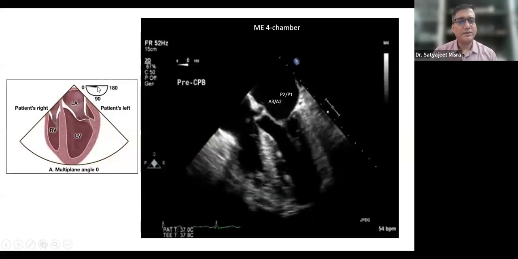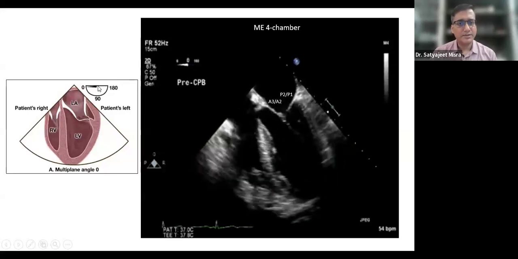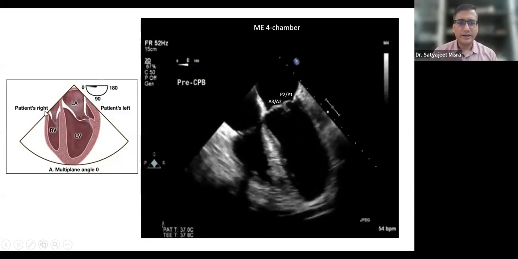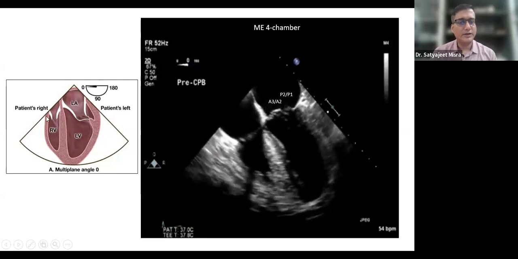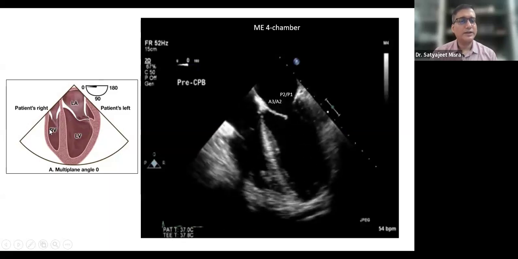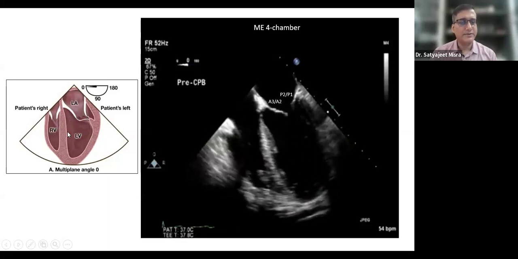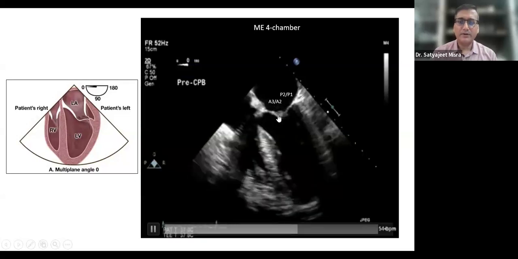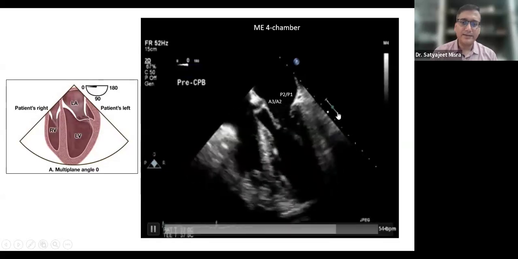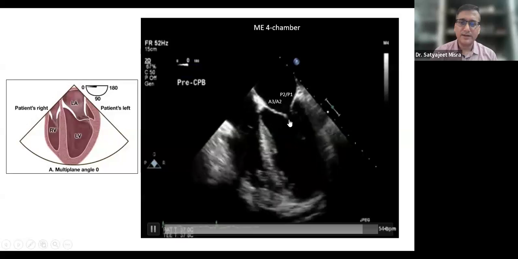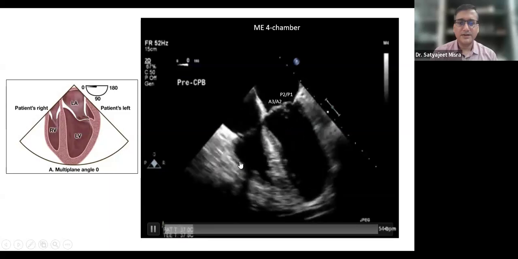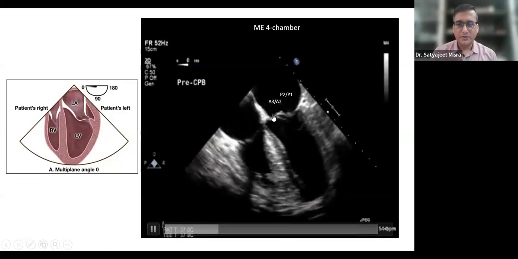So we start off with the multiplane angle at 0 degrees, which is the midesophageal 4-chamber. And I would like to assume that there is already an innate TEE knowledge amongst the viewers, so I'm not going to go through the details of the structures that we see. I'm just going to focus on the mitral valve. So the scallops that you usually see in this view, this is the patient's right and this is the patient's left, but this is the image left and this is the image right. So on the right side of the screen, we are seeing the left heart structures. On the left side of the screen, we are seeing the right heart structures.